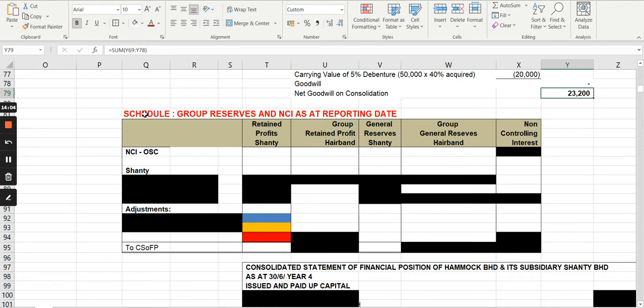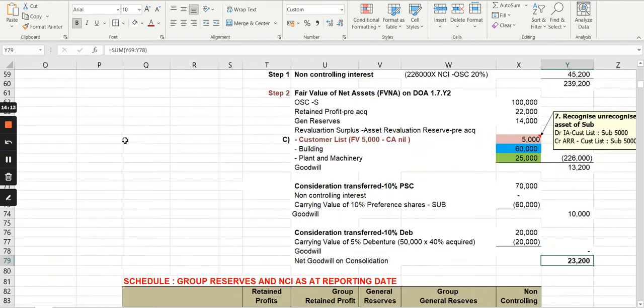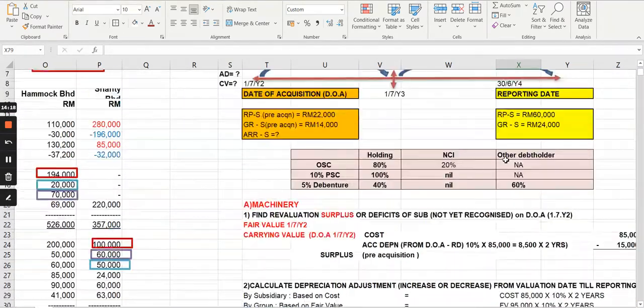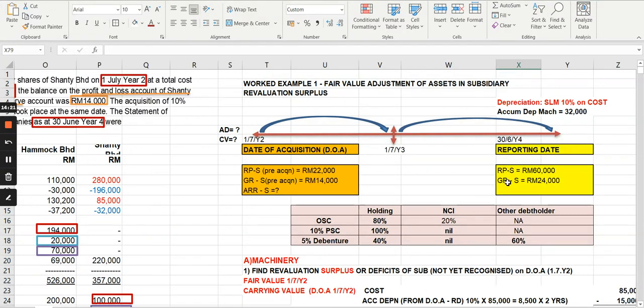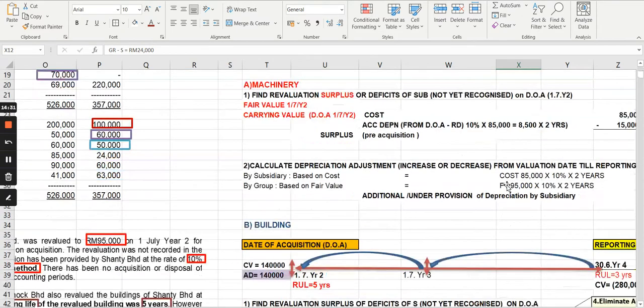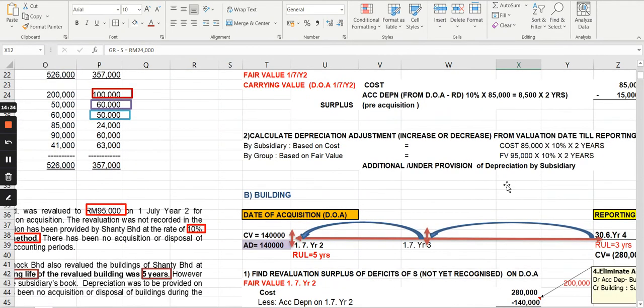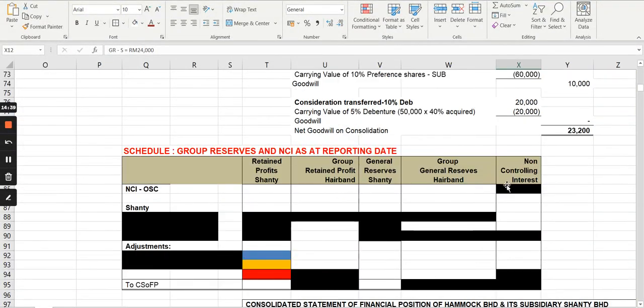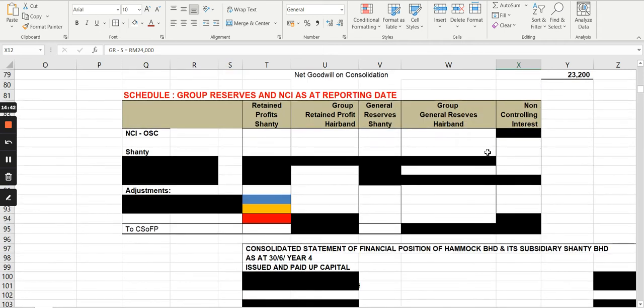Okay, now we prepare the schedule to arrive at group reserve and the non-controlling interest as at reporting date. How do you prepare the schedule? When you want to prepare the schedule, you need to look at how many reserves you have at the end of the year. If you check here, you have retained profit and general reserve, right? So there will be a column for retained profit and a column for general reserve for both the subsidiary and the holding company. And then you also need to include a column for the non-controlling interest at the end of the year. Remember, the shareholding in the subsidiary is not just by you, the parent, but also by the non-controlling interest.